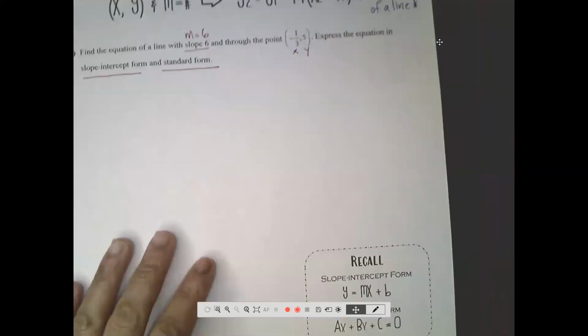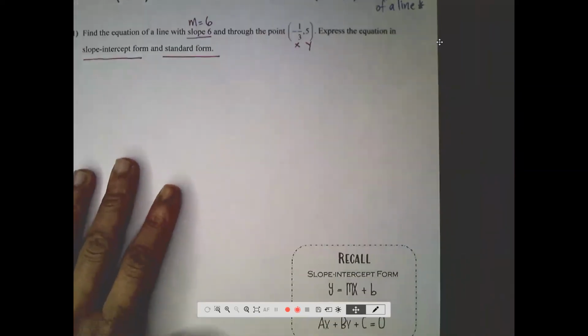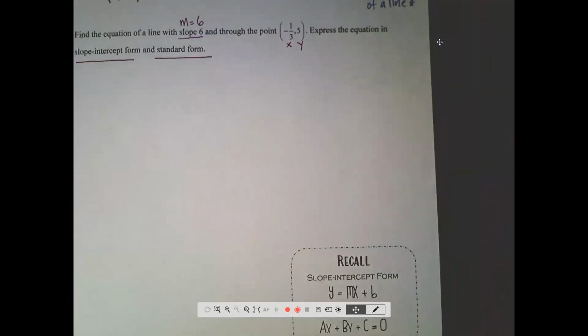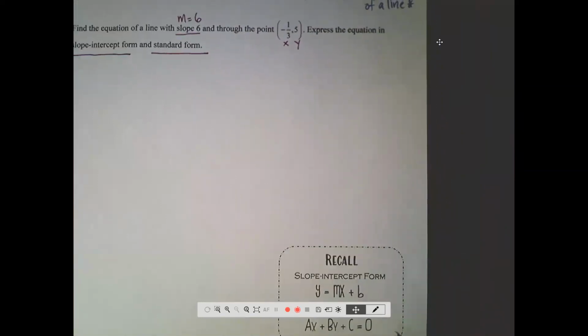And I'm just going to move the sheet over and show you guys or remind you what those two forms were. We have learned about these. The slope-intercept form is the y is equal to mx plus b form. And you're going to recall that the m stands for slope and the b stands for the y-intercept. The standard form is ax plus by plus c is equal to 0.